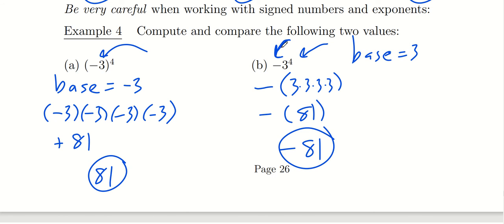Again, these two problems look very similar, but the parentheses play a huge role here. In this problem, the base was -3, which resulted in a final answer of +81. But over here, the base was just the +3. So we did 3 to the 4th to get 81, and that sign out in front says take the opposite to get a final answer of -81.